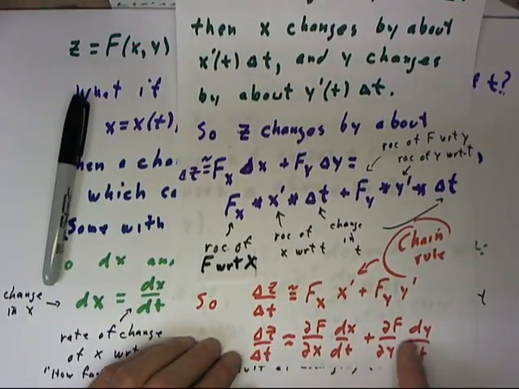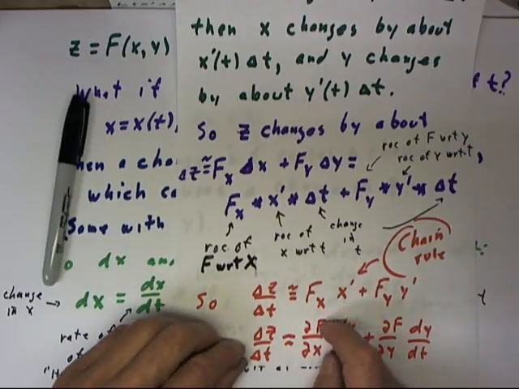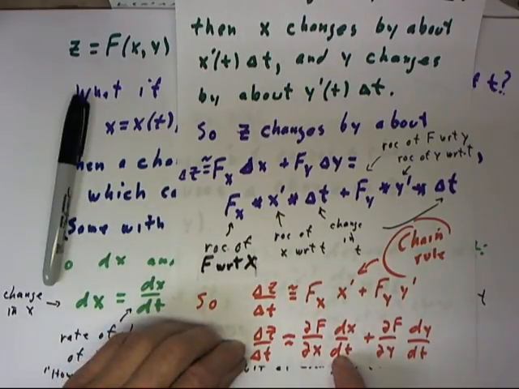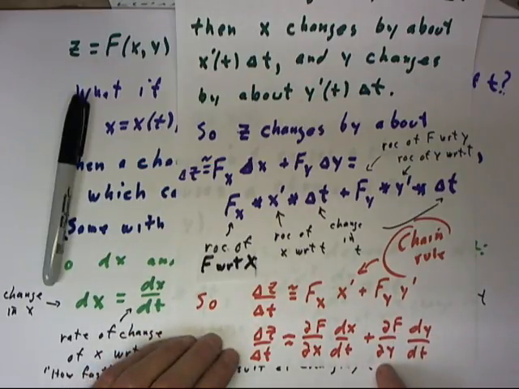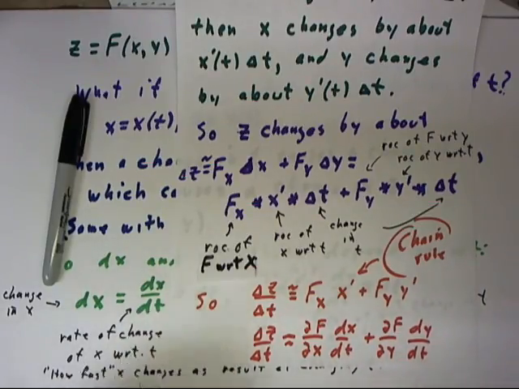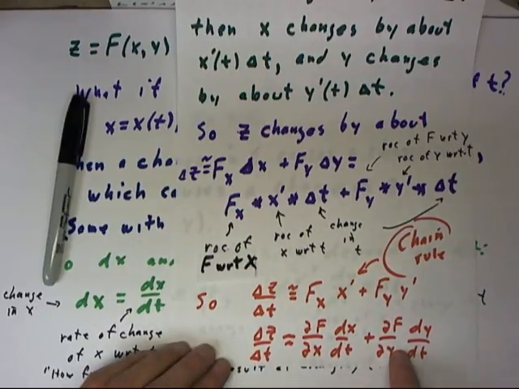So we have now delta z over delta t is approximately equal to partial of f with respect to x times the derivative of x with respect to t plus partial of f with respect to y times the derivative of y with respect to t. Now we're going to write that out in one more step just to make it really clear.